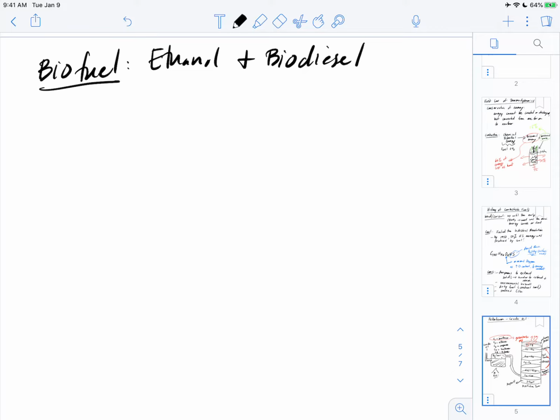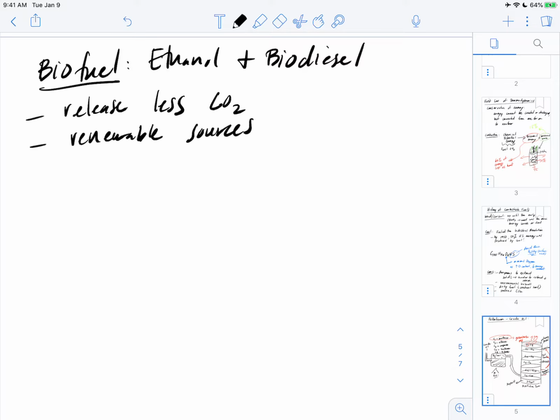Biofuels tend to have more pros in terms of environmental impact. These fuels tend to release less CO2, and they tend to come from renewable sources. And what's interesting, just a little side note, is that wood is considered a biofuel.